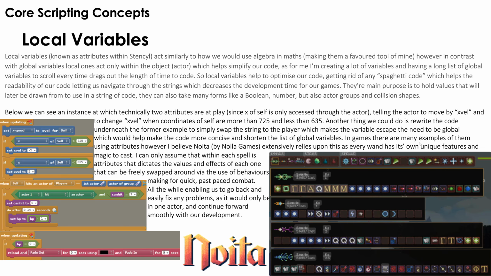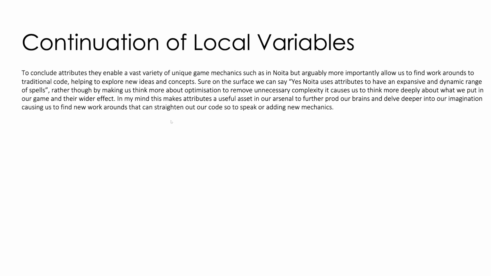In games, there are many examples of them using attributes. However, I believe Noita by Nolla Games extensively relies upon this, as every spell has its own unique feature and ability and magic to cast. I can only assume that within each spell is attributes that dictate the values and effect of each one that can be freely swapped around via the use of behaviors, making for quick, fast-paced combat, all the while enabling us to go back and easily fix any problems, as it would only be in one actor, and continue forward smoothly with our development.